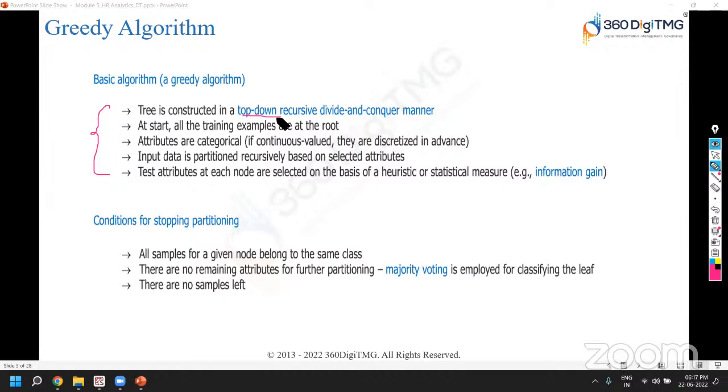So you're reversing the tree. Generally, root will be at the bottom, but here we are talking about root at the top and leaf at the bottom of the branches. So the tree is constructed in a top-down recursive divide and conquer manner. At start, all the training examples are at the root.